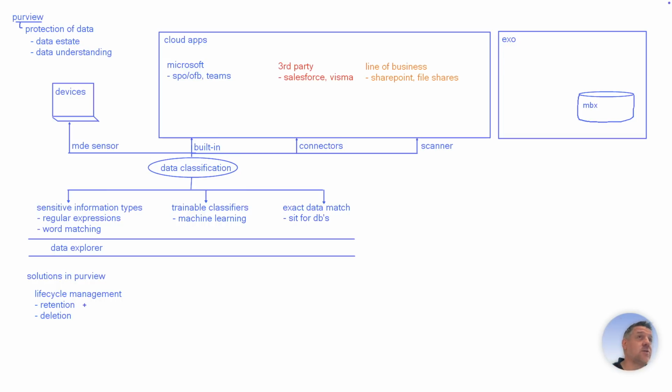We can create retention policies where we can say, if we find in any data location that supports us, data that matches a certain sensitive information type or trainable classifier, then we are not going to allow people to delete that data. From the end user perspective, it may seem deleted, but it's not deleted. We can always find it back. That is data retention. And sometimes we have to retain data by law.